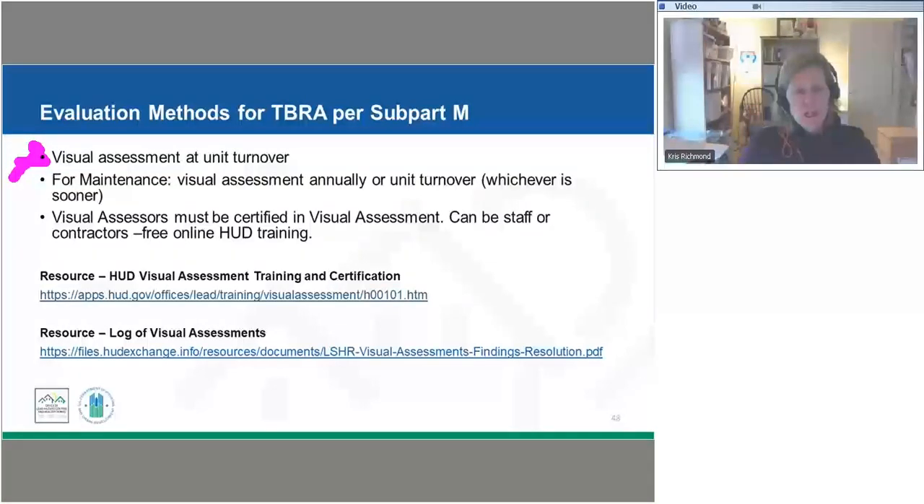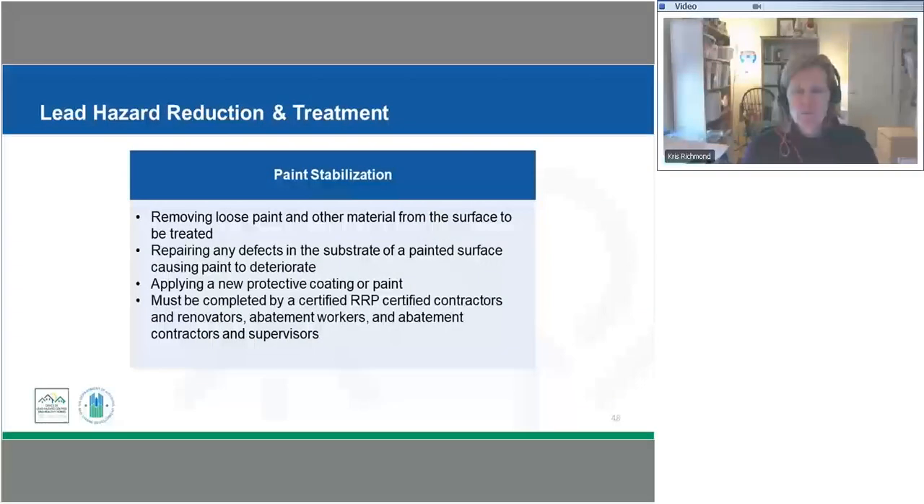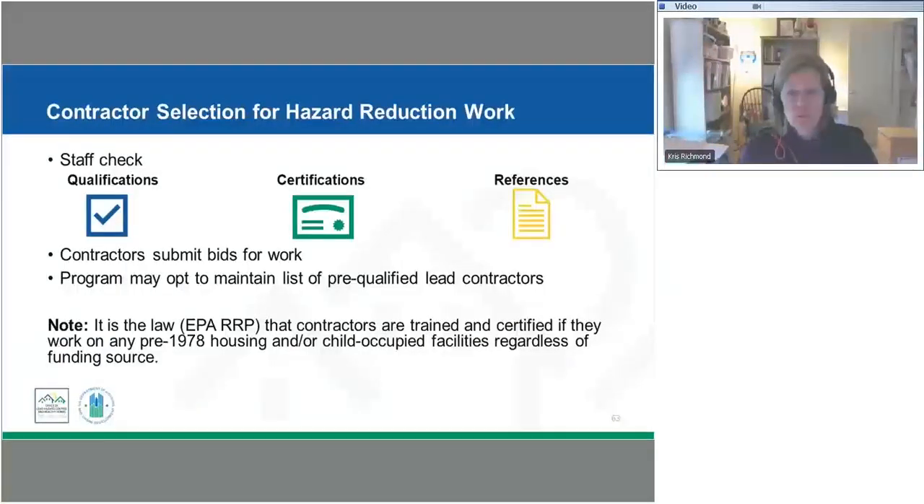We told the landlord what the issue was. The landlord has hired an RRP certified renovator who's going to be doing paint stabilization. They are going to be removing loose paint and other materials from that surface to be treated. They're going to repair any defects in the substrate and apply a new protective coat of paint. This is being completed by an RRP certified contractor, and we're checking to make sure that they meet the qualifications.